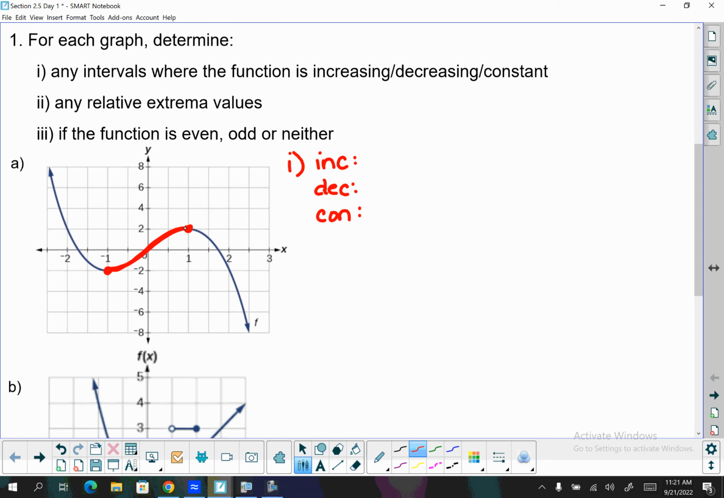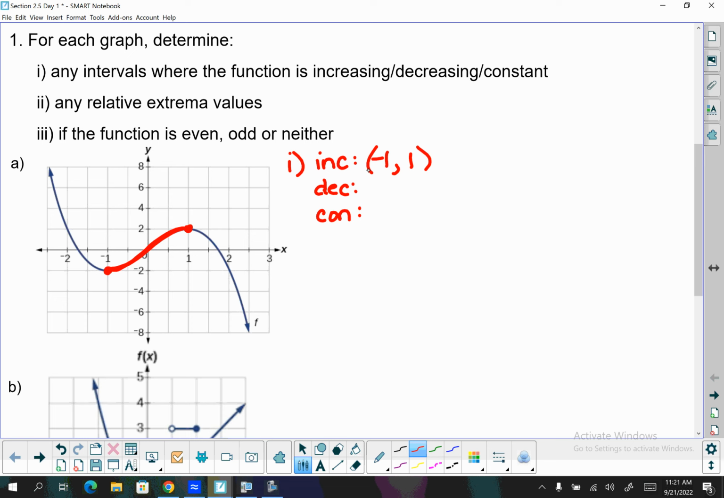Okay, the only thing that we're going to use when we list increasing, decreasing, and constant is x values. So what x value does it start increasing at? -1. And where does it stop increasing at? 1. And it's going to look like that interval notation that we saw yesterday. -1 to 1, always parentheses. Even if there's a point there, these are always parentheses.